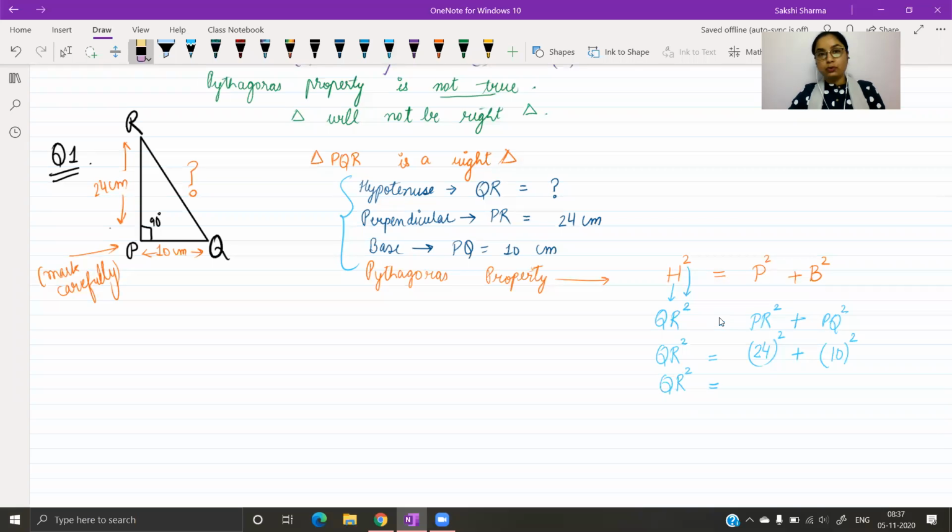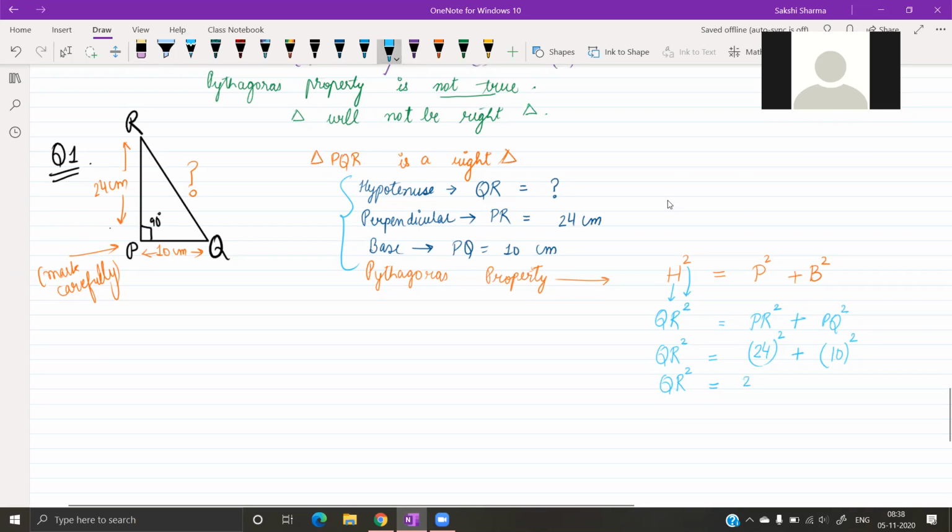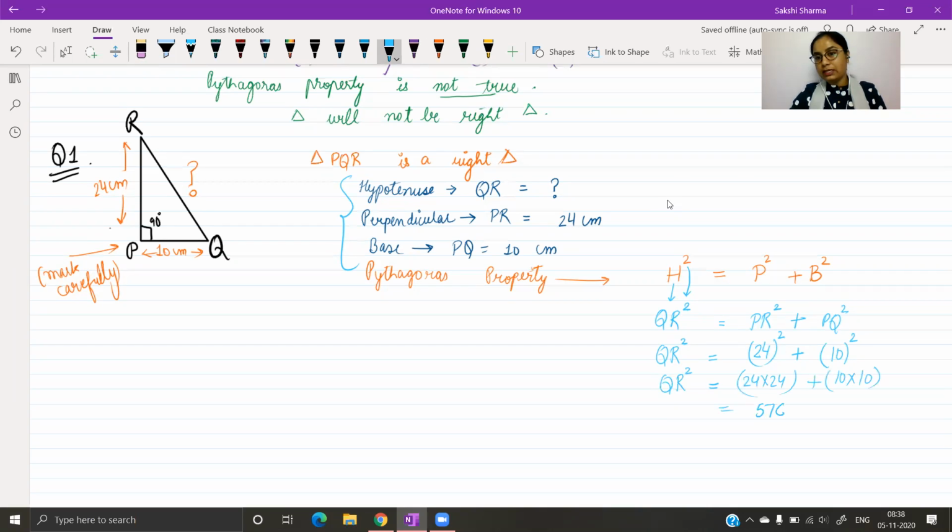Be careful when you solve the squares. 24 square is 576, 24 multiplied by 24. And 10 square will be 10 multiplied by 10. This will be 576 plus 100. This is 676. Now this is the answer for QR square. Is that correct?